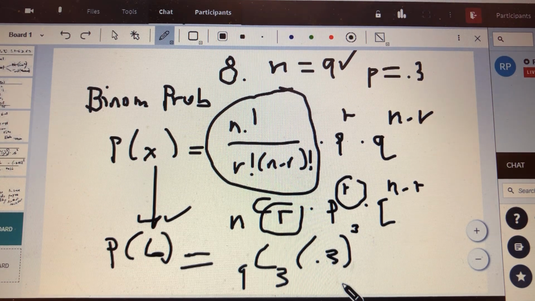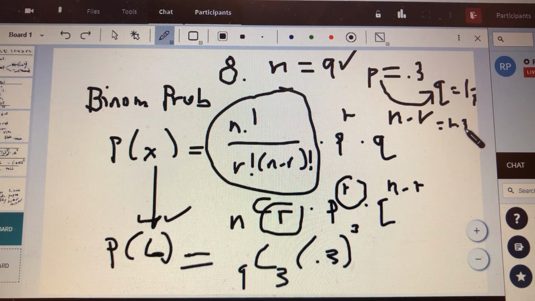Now they never tell you q because they think you're supposed to know this by now. P and q are complements of each other. It's like rain and no rain. If there's a 0.3 or 30% chance of rain, q is always 1 minus p. I ran out of room here, but 1 minus 0.3 is 0.7. If you're going to do this with the TI-83 or 84 calculator, you don't need to know q. But if you want to do this manually, you have to figure out q yourself. It's 0.7.